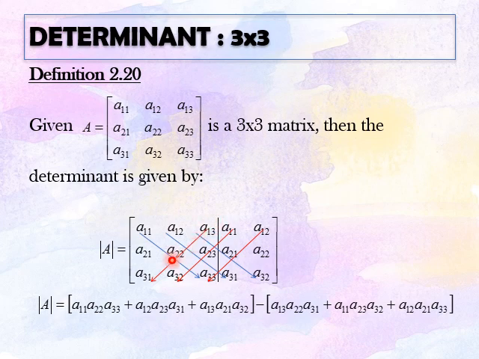Okay, this one, multiply, plus this one, plus the diagonal. This one multiply, and also this one. Okay, here. So we will obtain the determinant. This is one method to find the determinant of a 3 by 3 matrix.